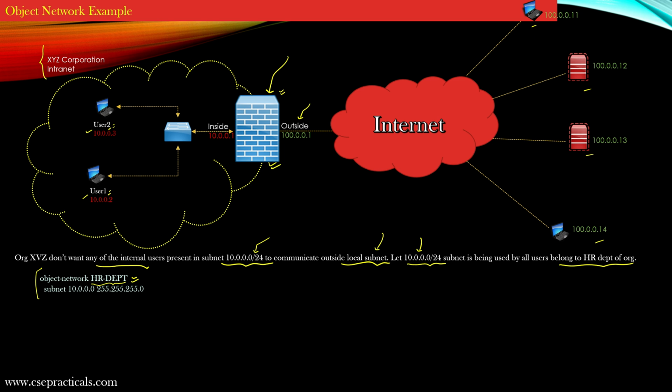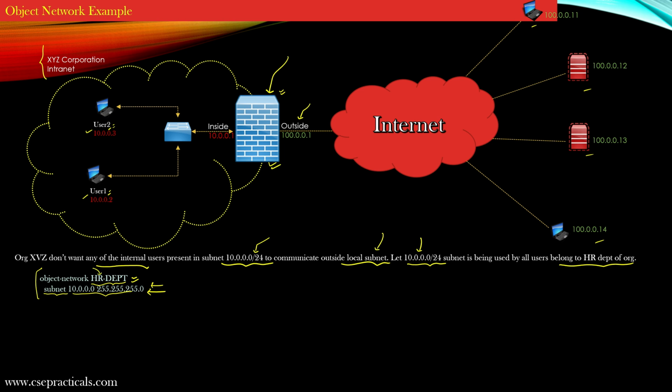All right. And as I said, an object network is a collection of IP addresses. So here the user is specifying the collection of IP addresses using a subnet. The user is specifying the subnet which is dedicated to the HR department, which is 10.0.0.0/24. So all the users who belong to the HR department would fall in this subnet. We already know that. So the administrator has created an object network whose name is HR department, and he has added the collection of IP addresses using the subnet keyword to this object network.